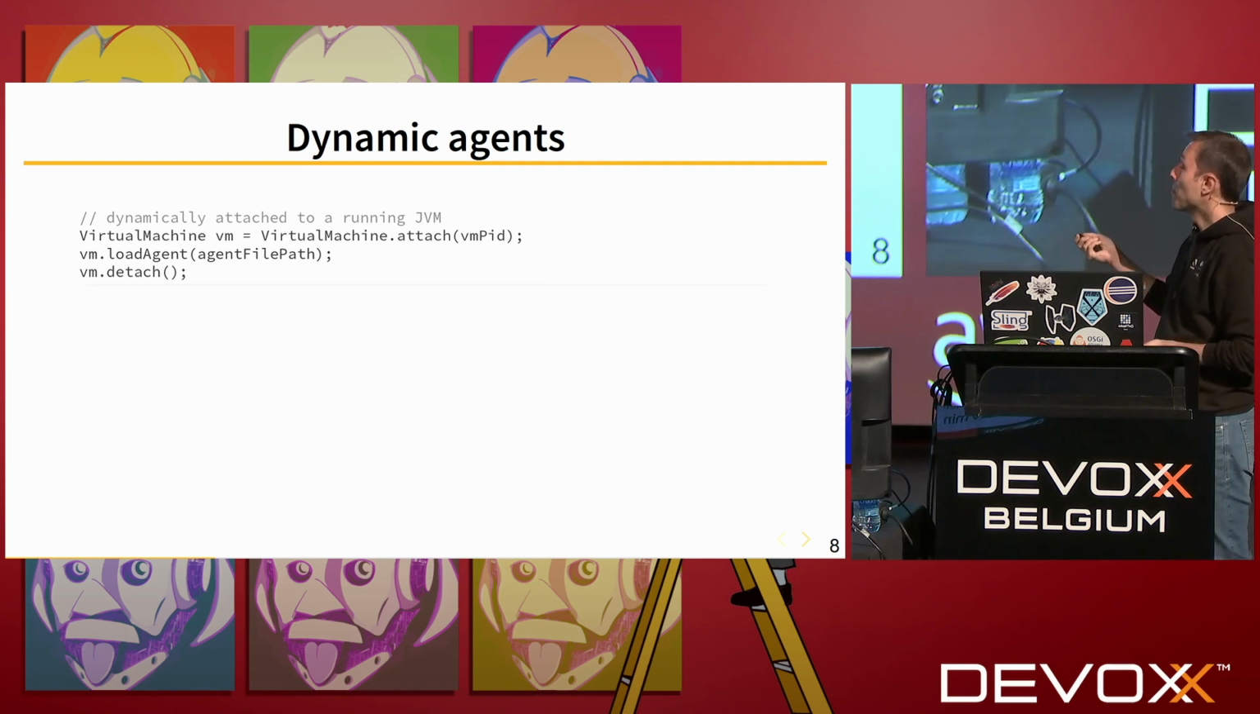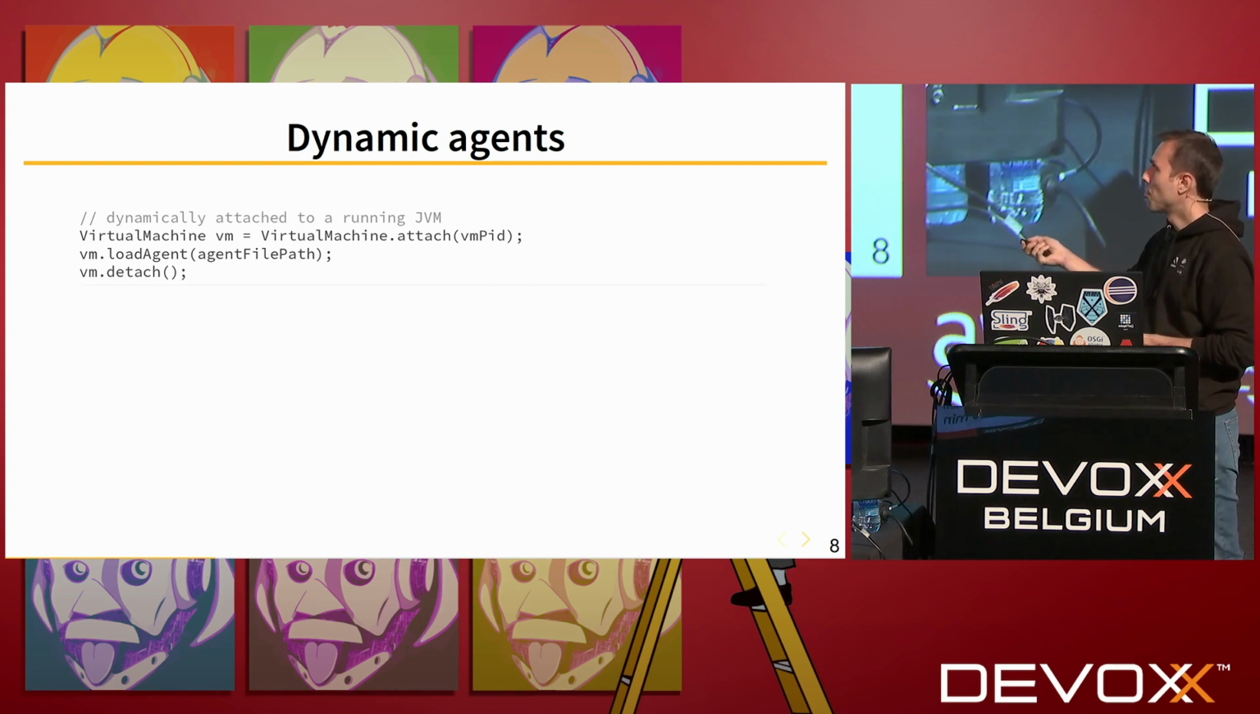And this is the exact API to do that. You get a reference, you attach to the virtual machine and tell it to load an agent. This argument is the exact same one as in the static agent approach. It has to be the file name of the agent jar. So no input streams, no bytes. The operation is mostly the same.